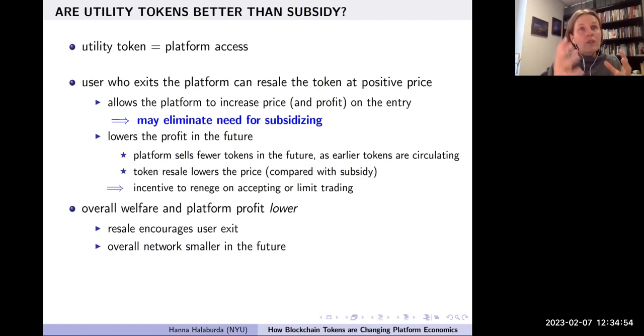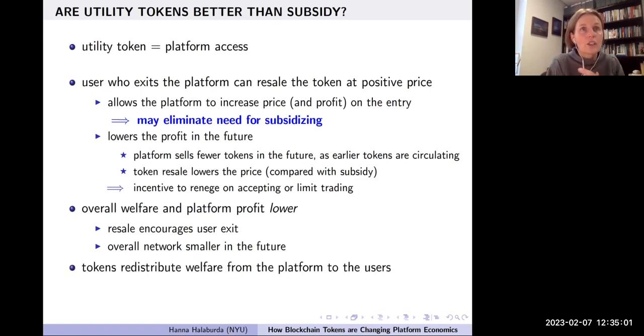And a lot of this welfare is going to go to the users because they are reselling those tokens. So tokens do redistribute welfare from the platform to the users, but not evenly. Not all the users are benefiting.